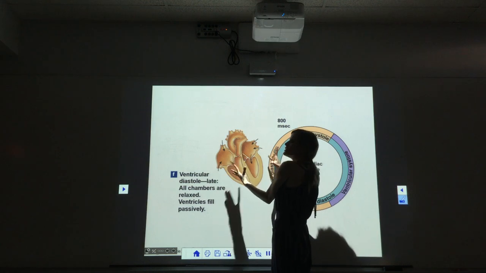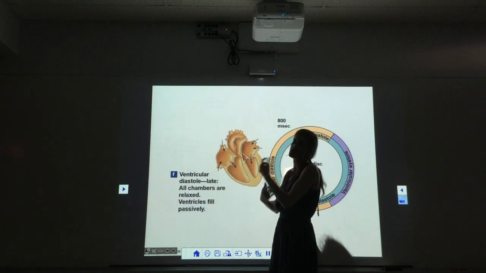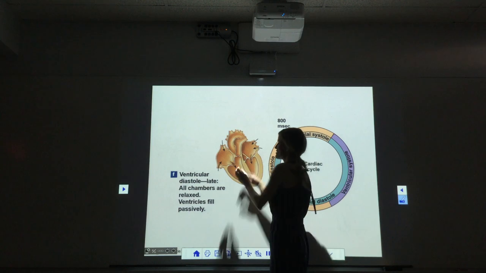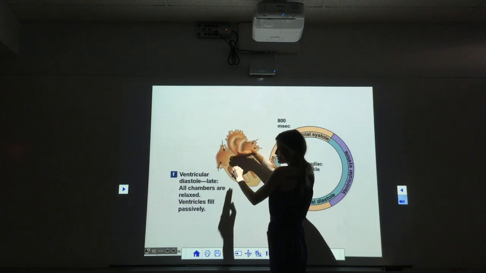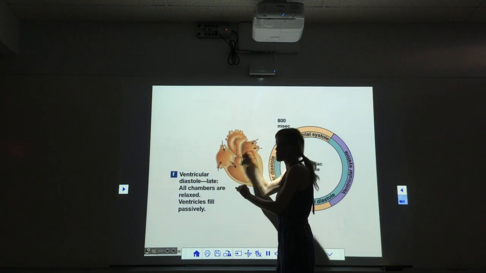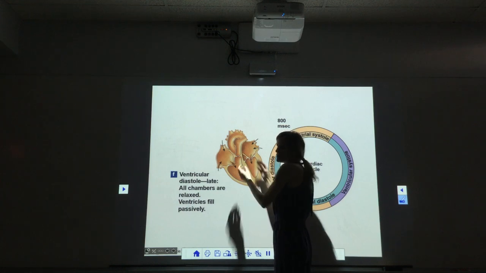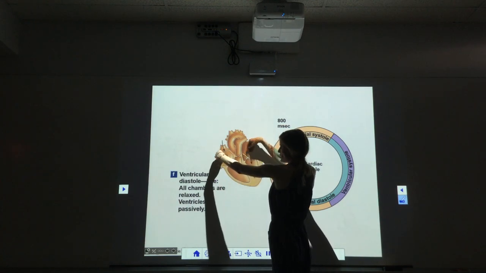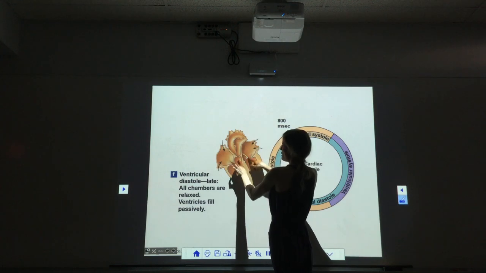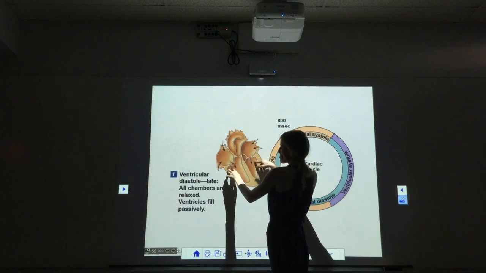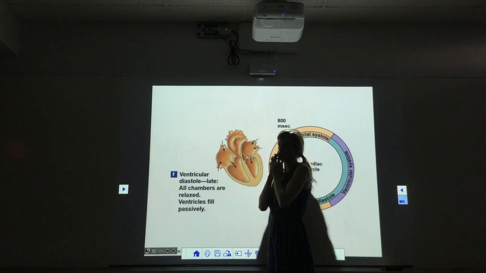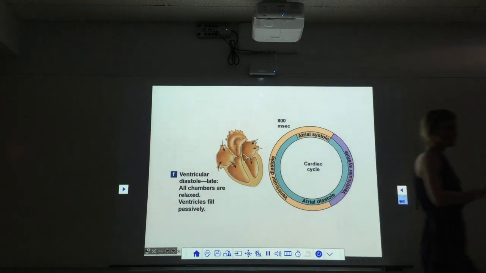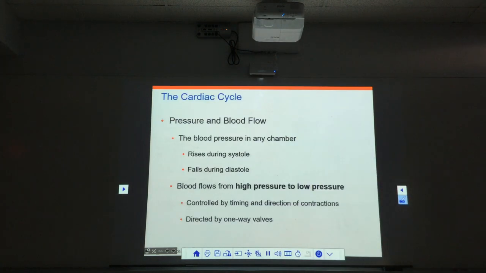Diastole, which means what? Relaxation. That also happens in two phases. They start to relax and these semilunars snap shut. All four valves are closed. They continue to relax and then eventually the pressure up here is higher than the pressure down here. And the AV valves open, and then we're sitting right back at the start. Okay, we're going to add a few more details.